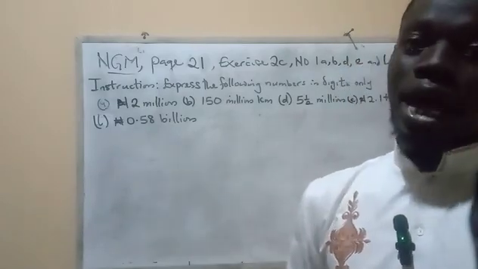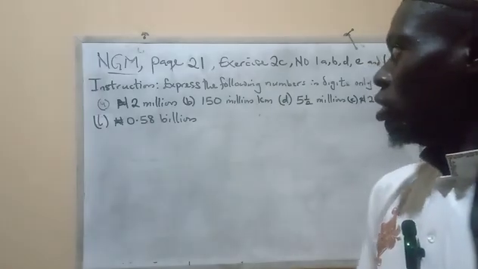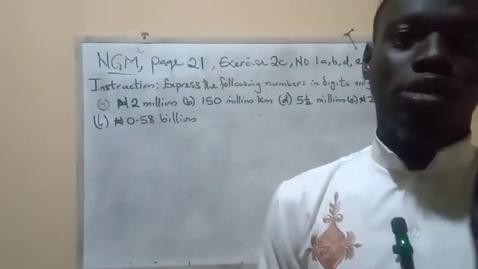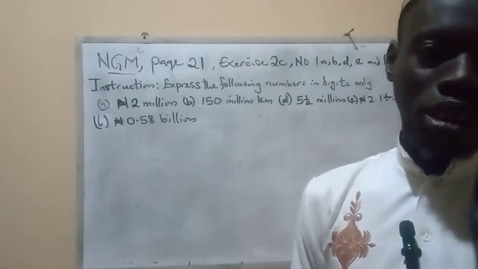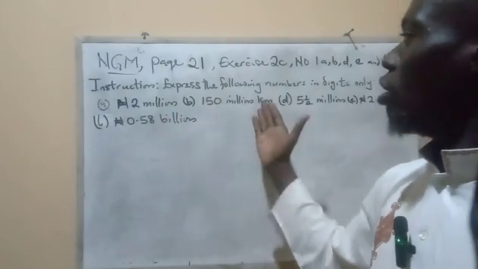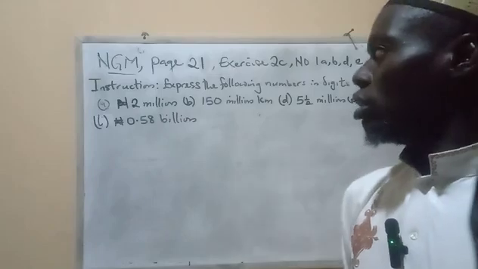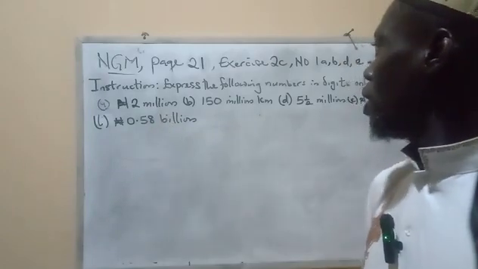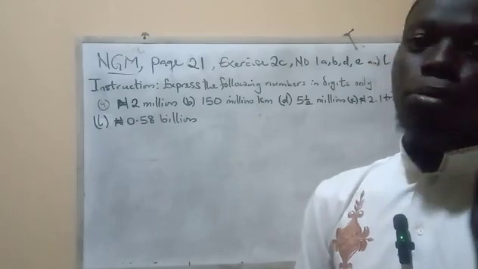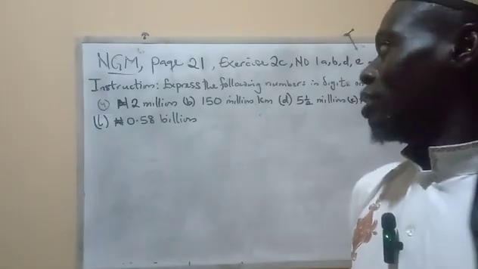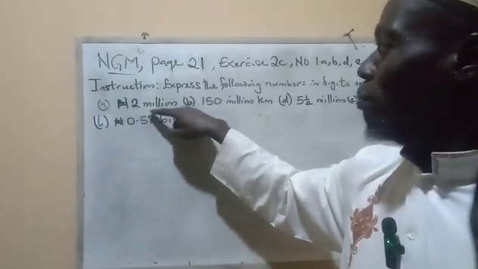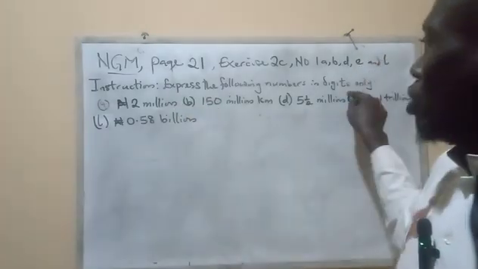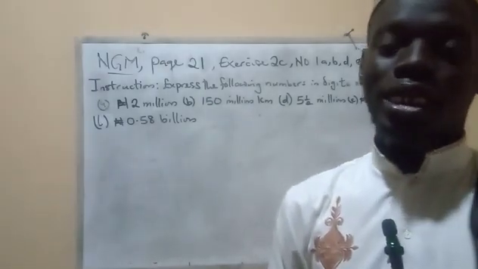The instruction is there. Always pay attention to the instruction. The instruction says, express the following numbers in digits only. So meaning we should write all these numbers in digits only. The first one is 2 million naira. This number is expressed in both digit and word. The digit there is the 2, while the million is in words. So we have to express them in digits only as it has been stated in the instruction. So let's start.